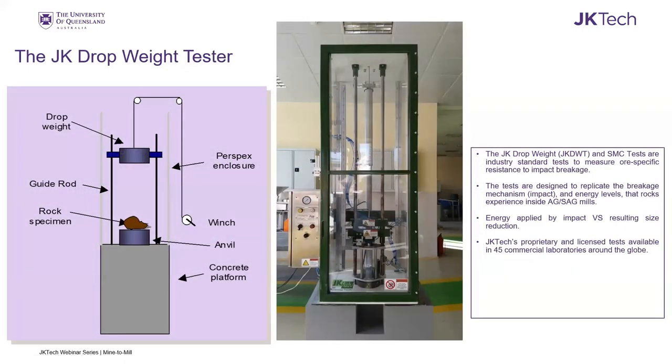This is a JK drop-weight tester. On the left, you have the schematic of the test machine. And this one here in the middle is the picture of a real drop-weight tester. As you can see, as Bevin mentioned, the test has become the standard and the benchmark in the industry for ore characterization. The test was designed to replicate the breakage mechanisms and energy levels that rocks experience inside SAG mills or crushers, with more than 45 commercial laboratories around the world conducting the test.